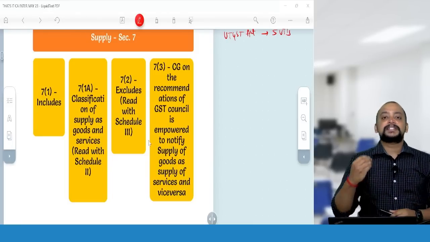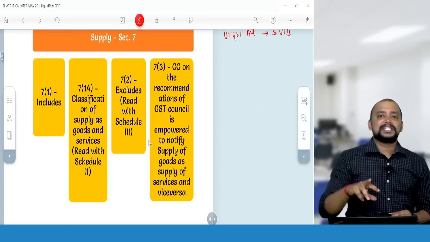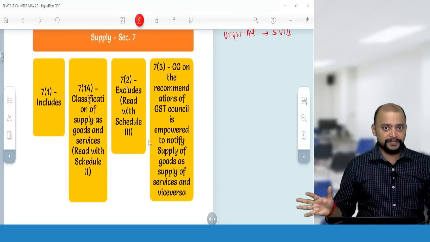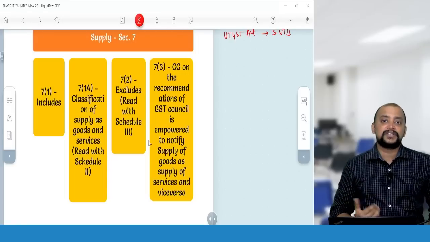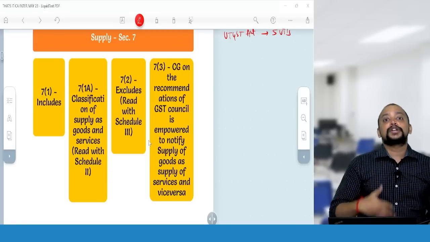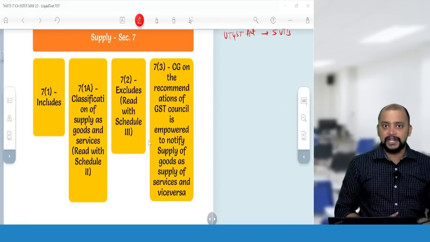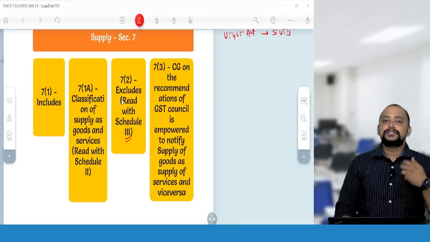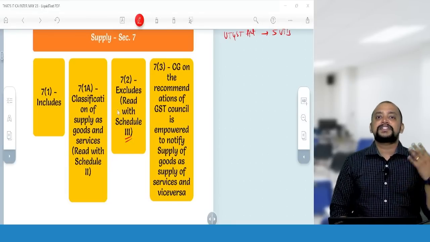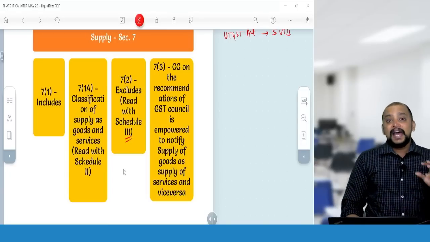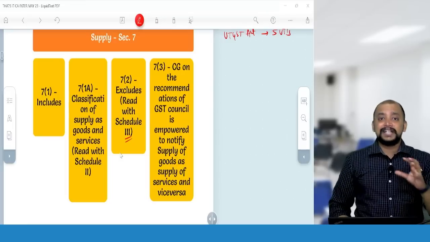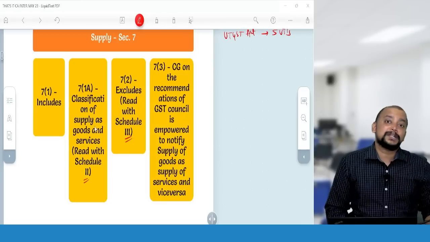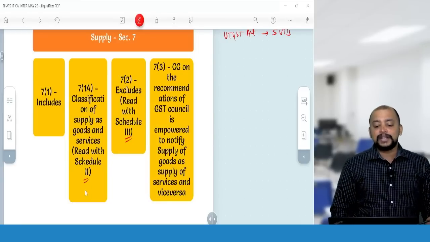That is, once we classify supply into goods or services, it can be reclassified as per 7 subsection 3, but right now under 7 subsection 3 they have not given any notification. So what we have is only these 3 subsections: 7 subsection 1 inclusions, 7 subsection 2 exclusion, 7 subsection 1a classification. The list of exclusions is given in schedule 3. Therefore, whenever we need to write about exclusions from supply, we need to refer to 7 subsection 2 read with schedule 3. And the activities which are treated as goods and services are given in schedule 2. So whenever we refer to 7 subsection 1a, we need to write read with schedule 2.